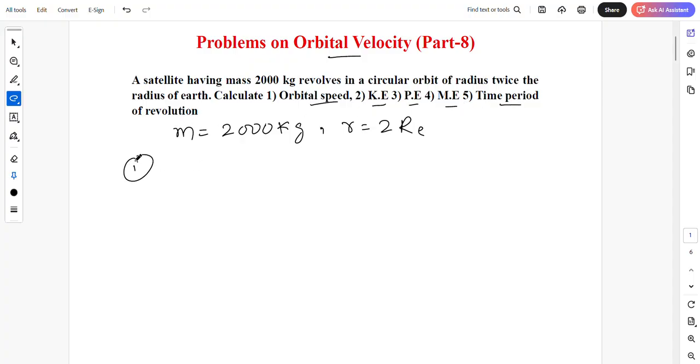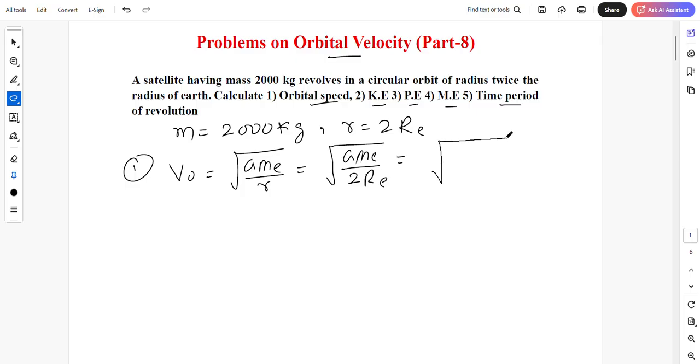We know that orbital speed is given by V naught is equal to square root of GME by R. Small r is 2RE, as given. Now the same thing can be written as square root of 1 by 2 into GME by RE, or I can write this as 1 by root 2 into the square root of GME by RE.